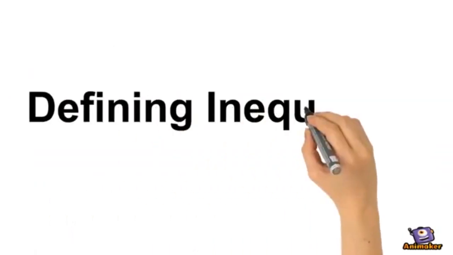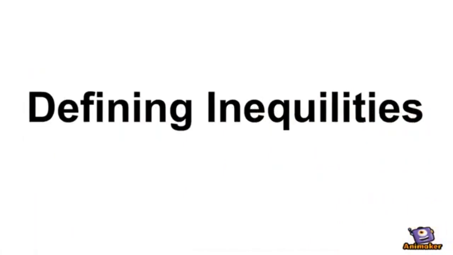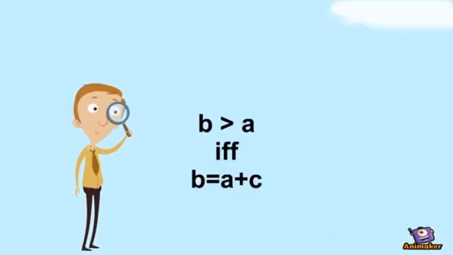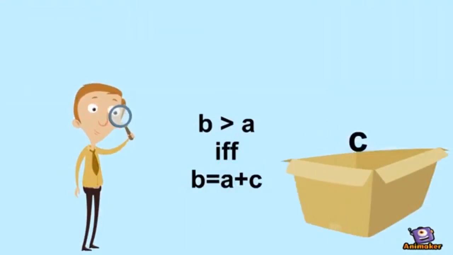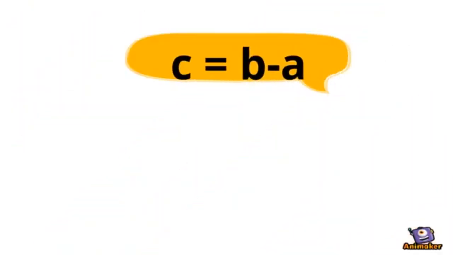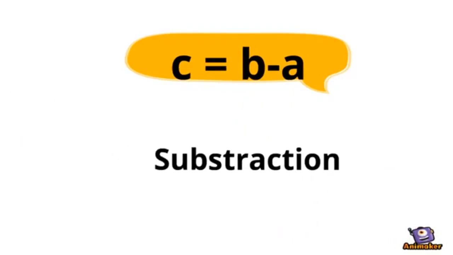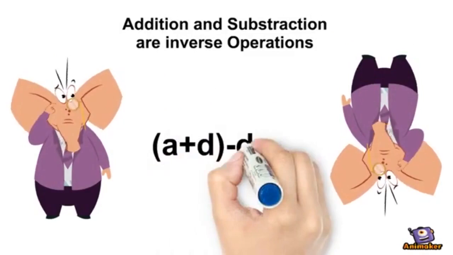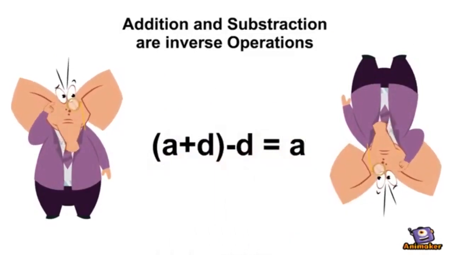On the basis of the definition of addition of two integers, we may define the relation of an inequality. B is greater than A means a box B may be obtained from a box A by adding a properly chosen third box C, such that B equals A plus C. When this is so, we write C equals B minus A, which defines the operation of subtraction. Addition and subtraction are said to be inverse operations, since when D is added to A and then subtracted from it, the result is the original integer A.